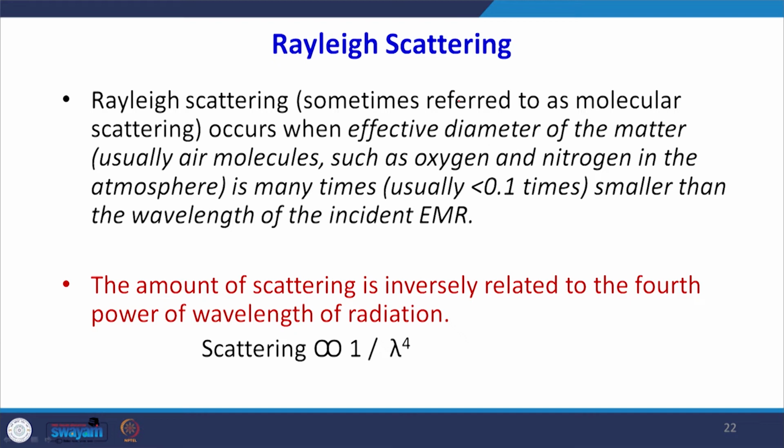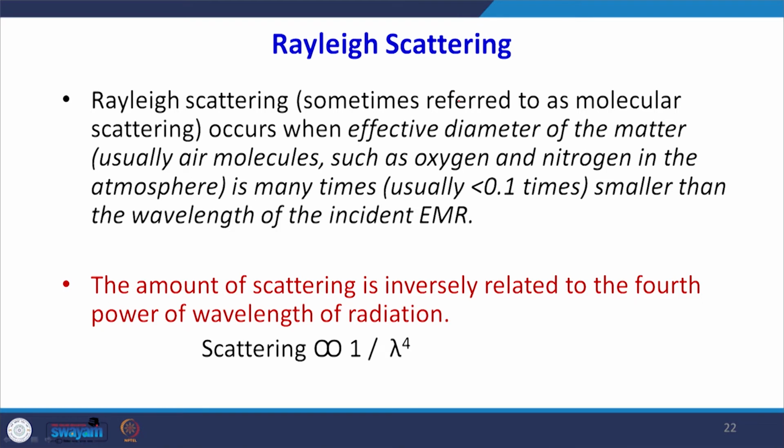So the first one is Rayleigh scattering. It is also known as molecular scattering, and it happens when the effective diameter of the matter, which is usually the air molecules, oxygen or nitrogen present in the atmosphere, is many times smaller, about 0.1 times, 1/10 of the size of the wavelength of the incident electromagnetic radiation, because the wavelength also we are defining in terms of unit distance.